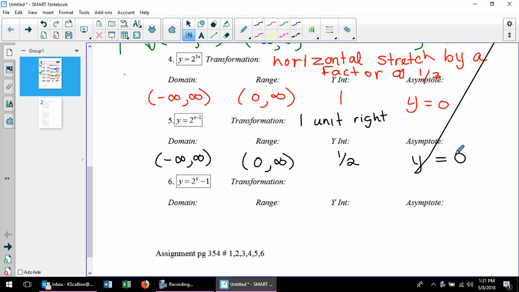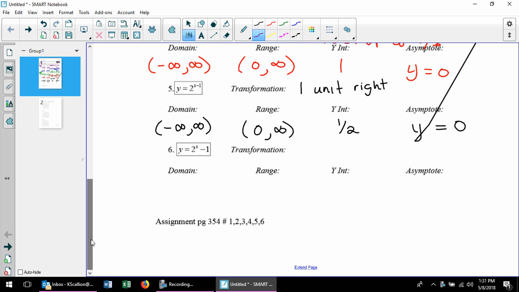Do my best here. All right, last one. Where's this going?